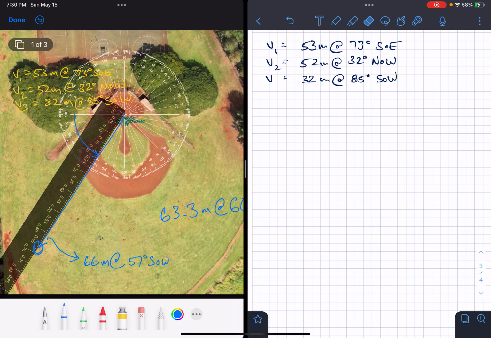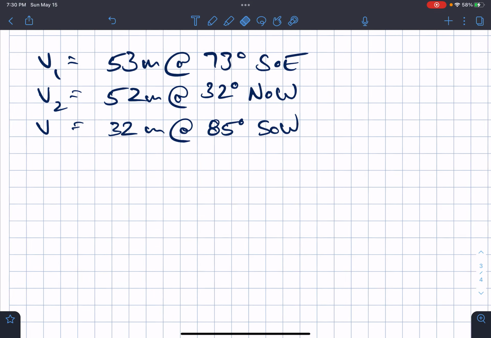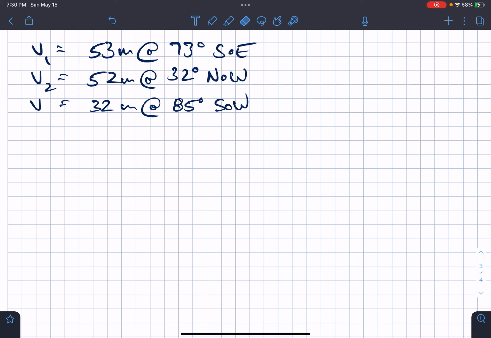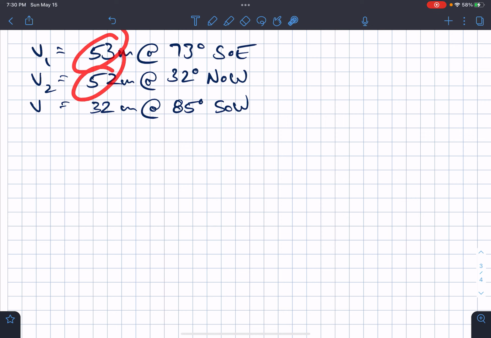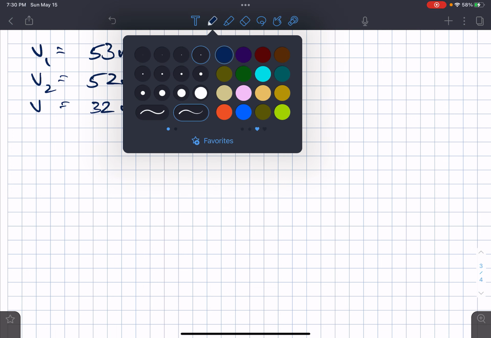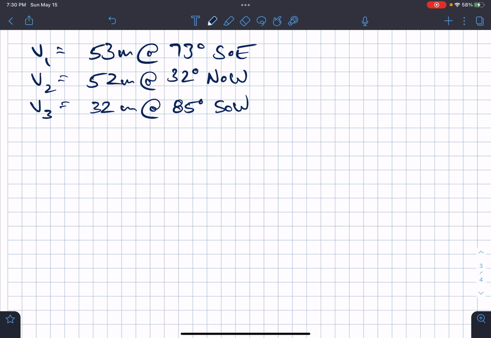I'm going to go full screen right here, and we have these three vectors. The problem is you can't simply add them end to end because they're going in all different directions. They all have a certain length, but those lengths aren't in the same directions, so you can't just add 53 plus 52 plus 32 and get your vector distance. Rather, you need to do it mathematically.